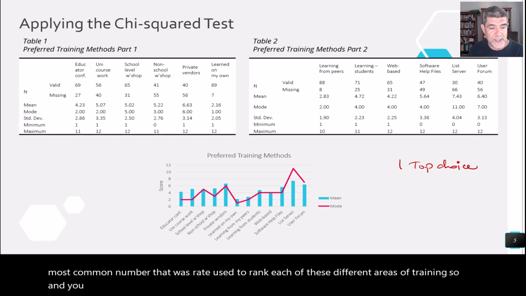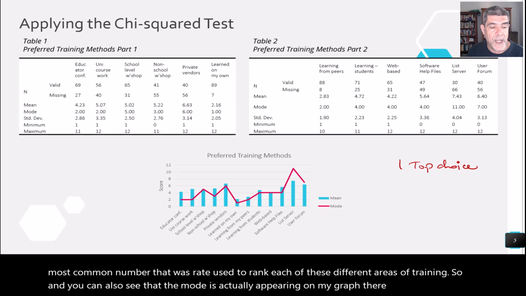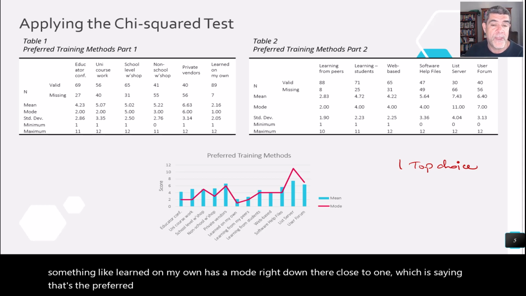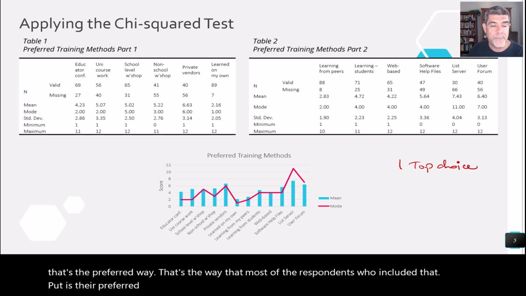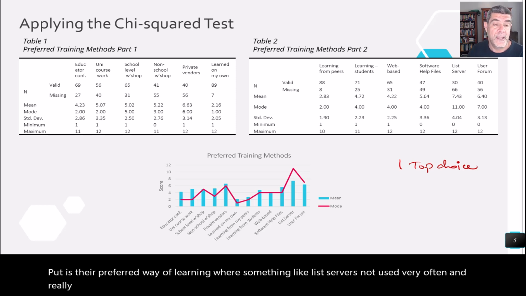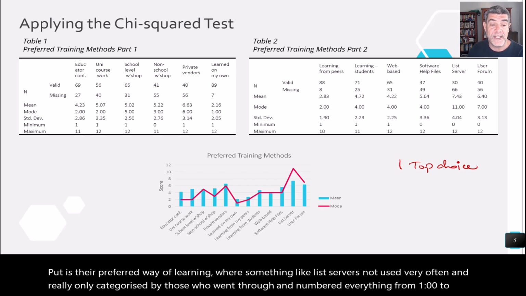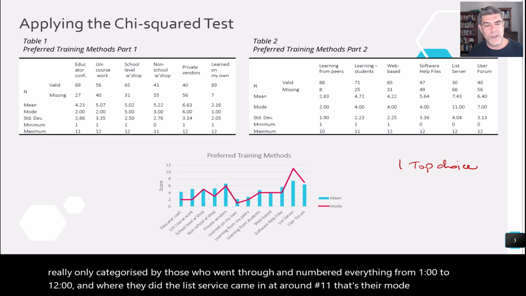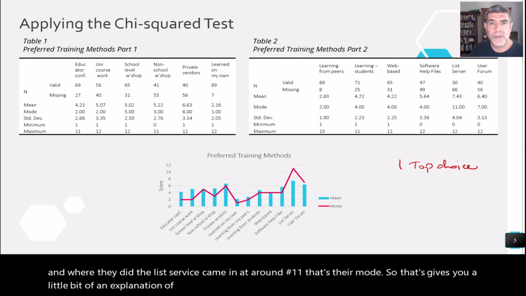And you can also see that the mode is actually appearing on my graph there. So you can see something like learned on my own has a mode right down there close to 1, which is saying that's the preferred way. That's the way that most of the respondents who included that put as their preferred way of learning. Whereas something like list servers, not used very often and really only categorized by those who went through and numbered everything from 1 to 12, and where they did, the list servers came in at around number 11. That's their mode. So that gives you a little bit of an explanation of these kind of descriptive statistics that you're seeing.